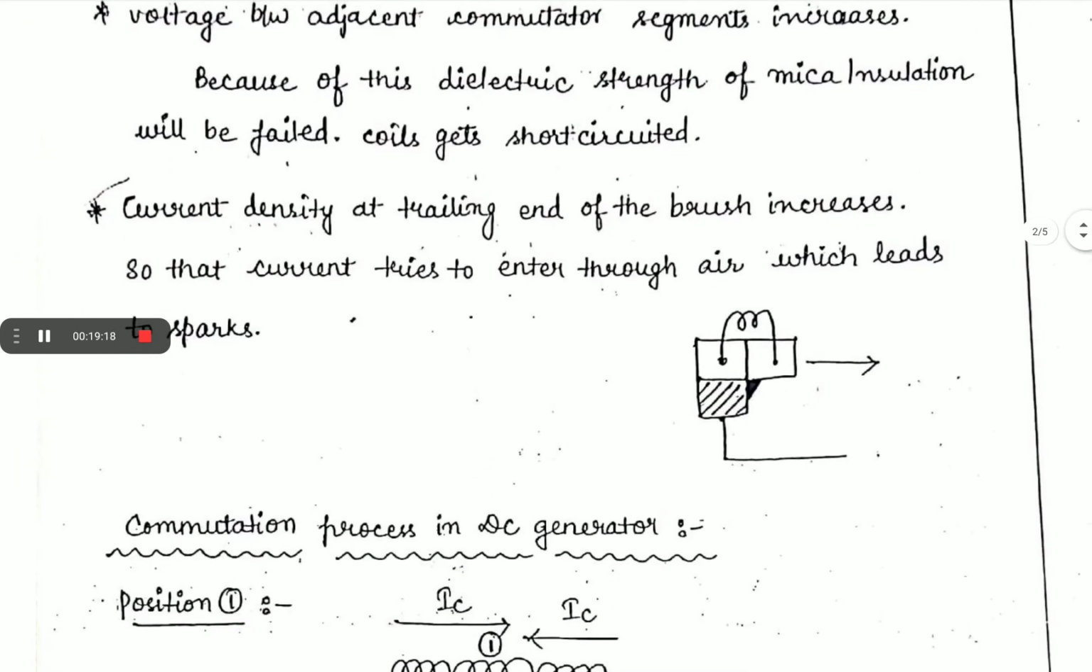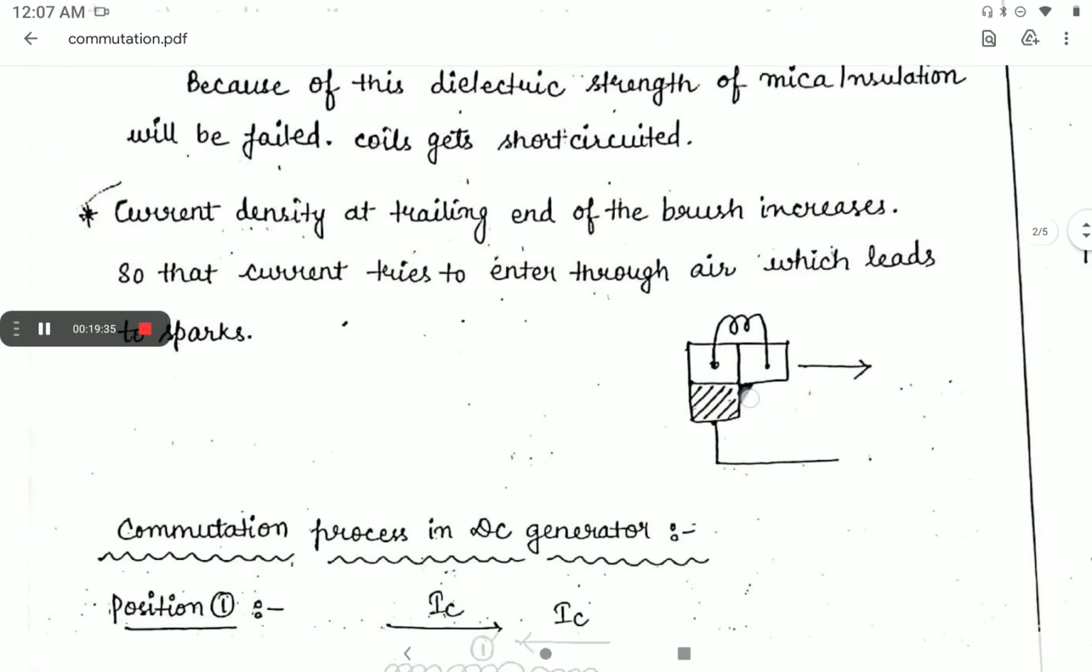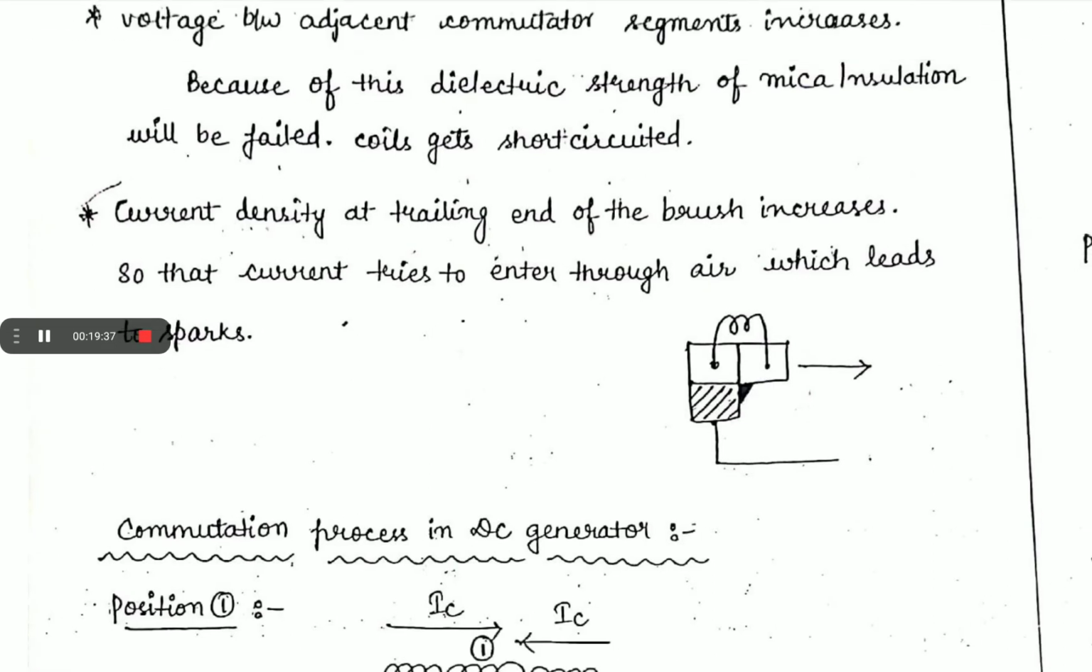So, current density at the trailing end. Another possibility is that the current density at the trailing end of the brush increases, so that the current tries to enter through air. That is, if a coil is connected to two commutator segments, the current will try to pass through air into the brush from the trailing end portion of the commutator segment.